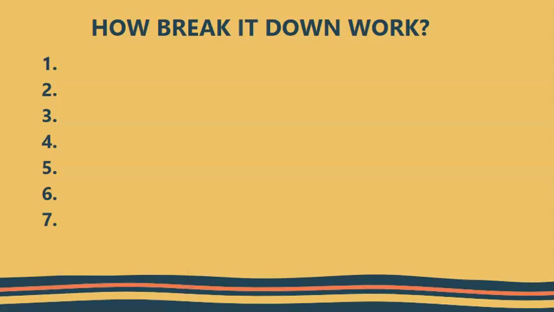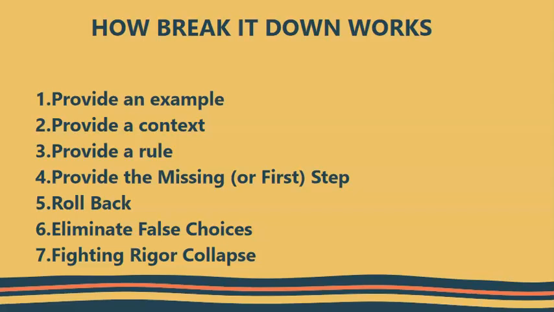Step 2, provide a context. Step 3, provide a rule. And step 4, provide the missing or first step. Step 5, roll back. Step 6, eliminate false choices. And step 7, fighting rigor collapse. That is the 7 steps on how we are going to use the Break It Down technique.